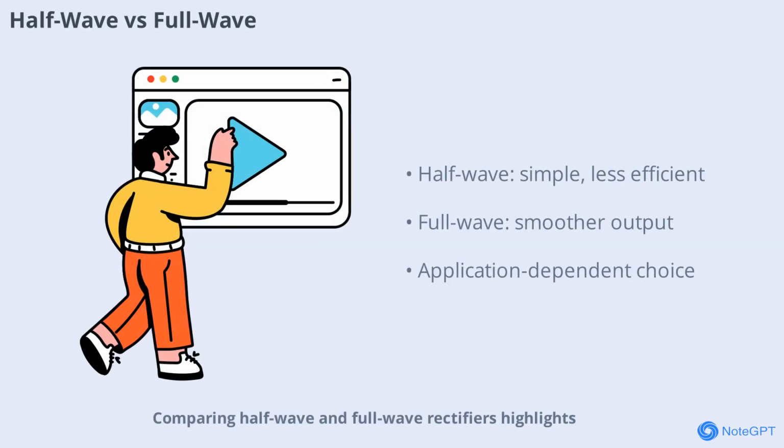Comparing half-wave and full-wave rectifiers highlights the trade-offs between simplicity and efficiency. While half-wave rectifiers are easy to design, full-wave rectifiers provide better performance and smoother DC output. Choosing the right type depends on the application's power requirements and design constraints.